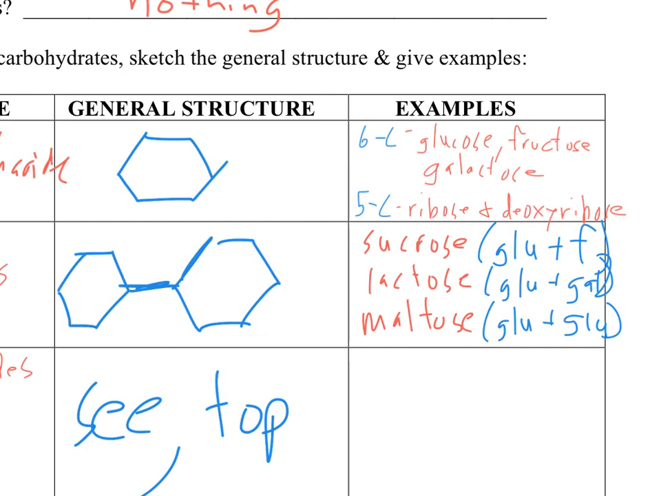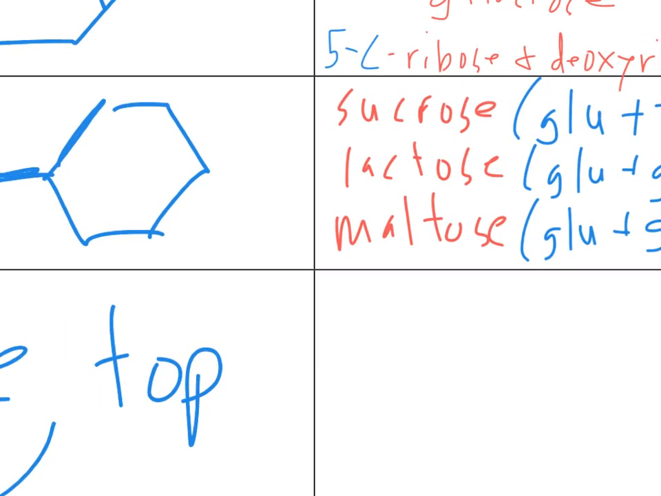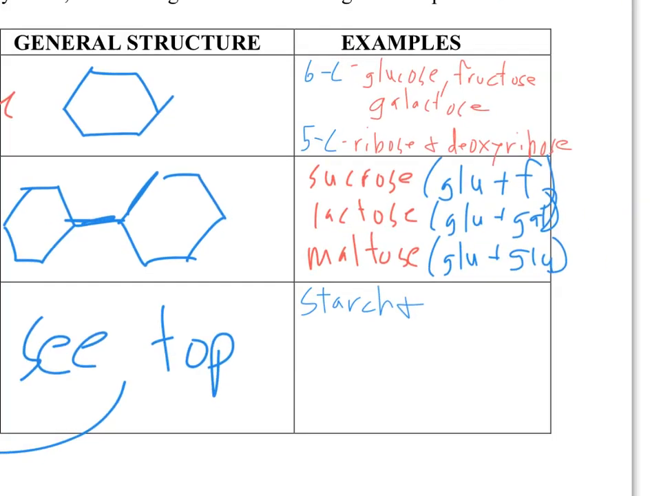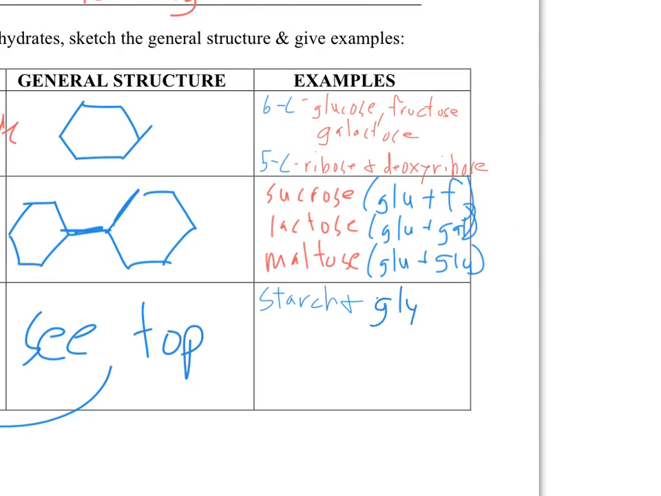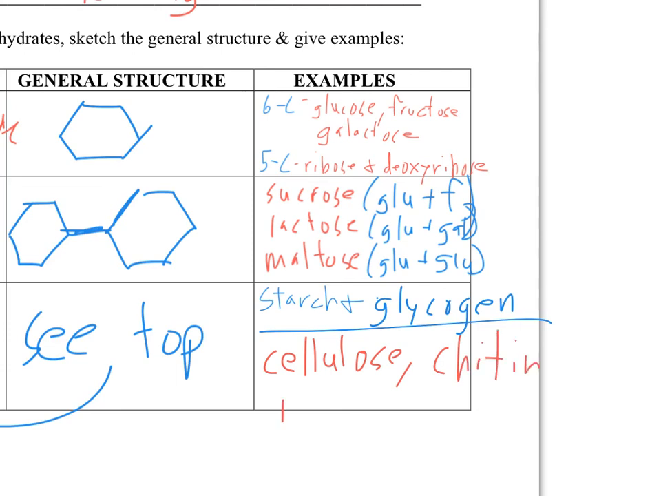All right, and then polysaccharides. Examples. So we got starch. And what's the other energy storage one in people or in animals? Glycogen. Okay, and then the structural ones were cellulose, chitin, peptidoglycan. Peptidoglycan. I need to just let Tyran teach this. He could do it.